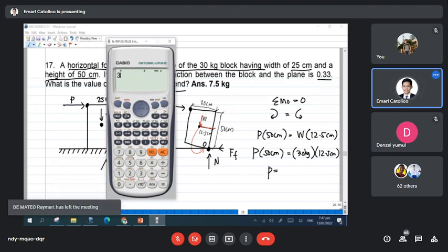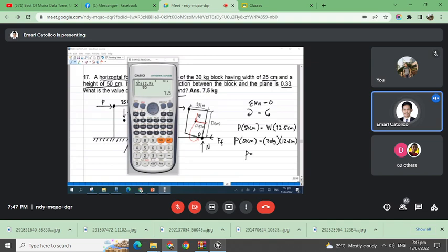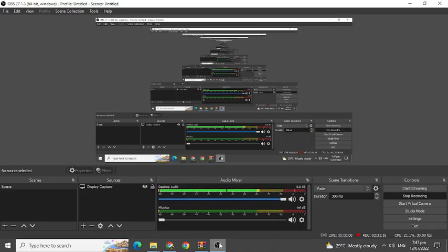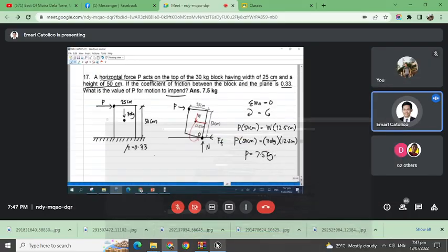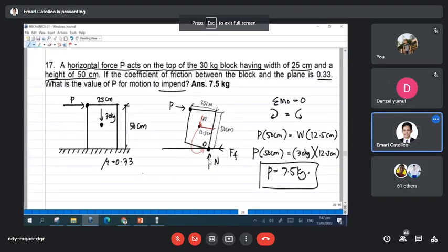So 30 times 12.5 over 50. So ayun, 7.5. So force P is 7.5 kilogram. Yan yung need mo para matilt mo yung block mo. Okay. So yeah, yun lang pala yun.